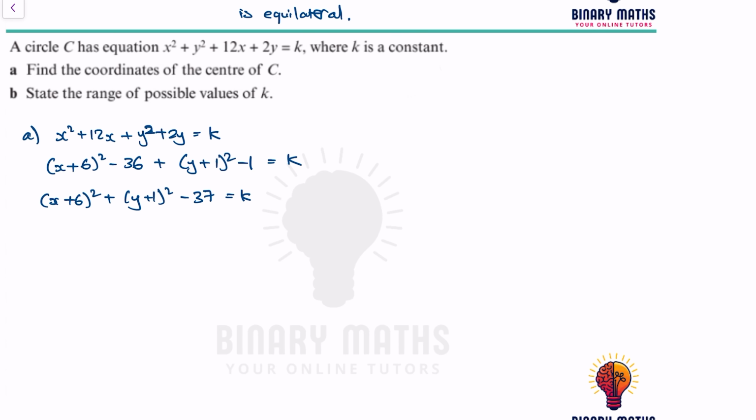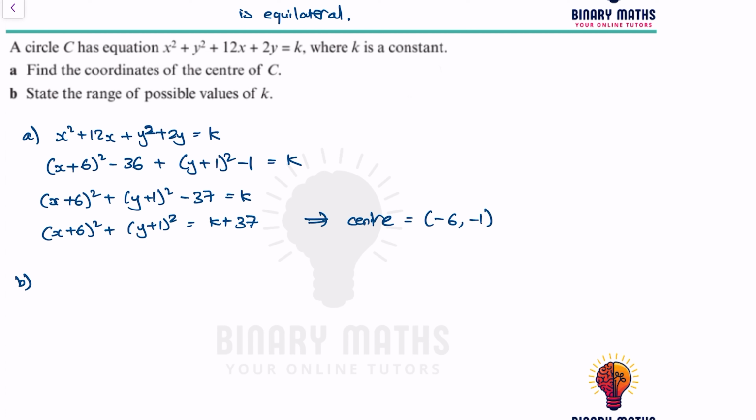Take this negative 37 to the other side, so you end up getting (x plus 6) squared plus (y plus 1) squared is equal to k plus 37, which implies the center is equal to (negative 6, negative 1).